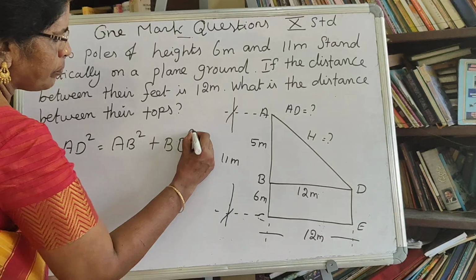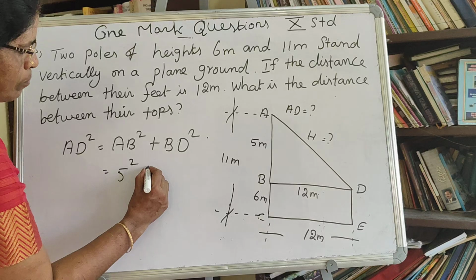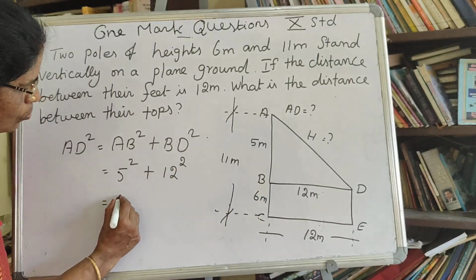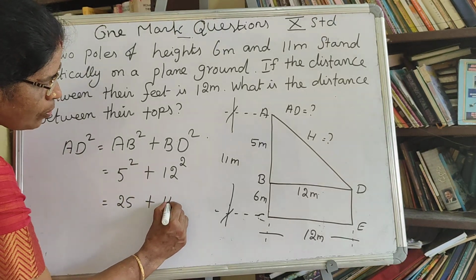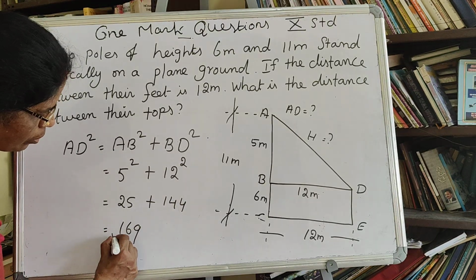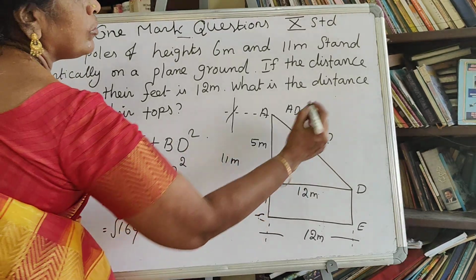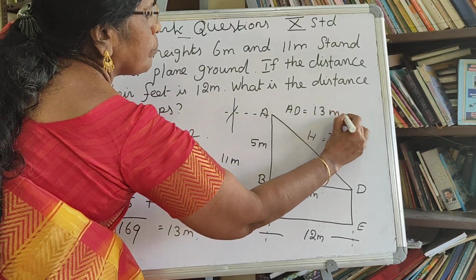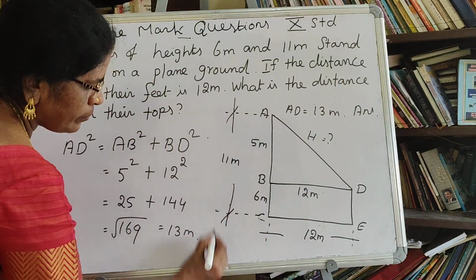BD square. AB square 5 square plus 12 square. 25, 5 square 25 plus 144. Its answer is 169. Root of 169 is 13. 13 meter. So AD is 13 meter. This is the answer. That's all.